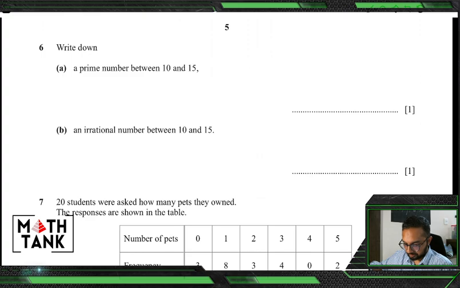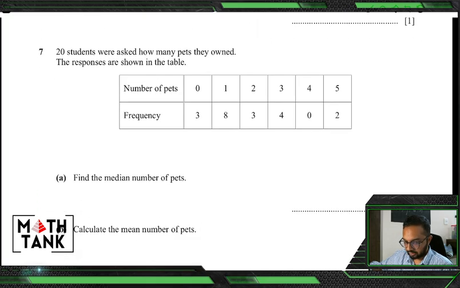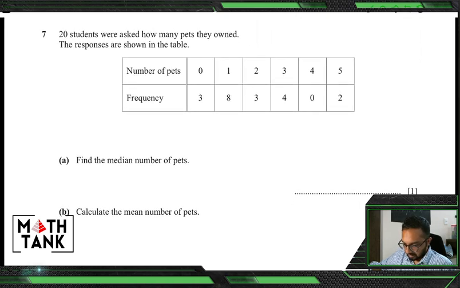Then write down a prime number. That's not statistics. Let's look at this question. It says 20 students were asked how many pets they own. The responses are shown in the table. Find the median number of pets. So again, the same formula for the median position, half of n plus 1 th. So that's 10.5. Okay, so I'm looking for the 10th observation and the 11th observation.